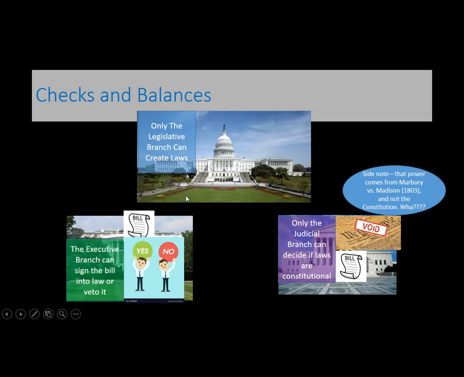You know, you could go on and on and on, right? The president can negotiate treaties, but the Senate has to ratify them. The president can pick Supreme Court justices, but the legislative branch confirms them. So there are all kinds of checks and balances built in all three branches of government. We will talk more about these in later videos and in later lessons.